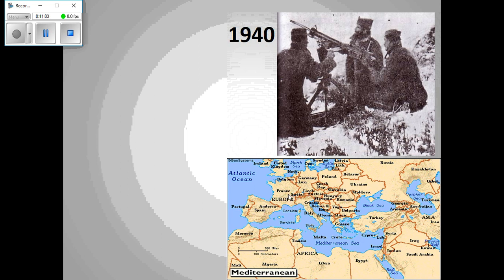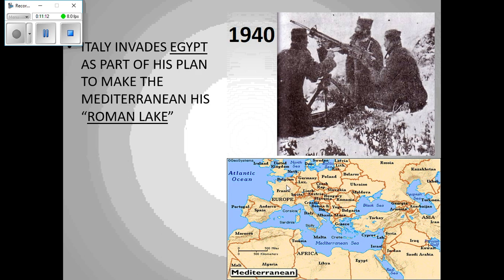Germany went north. They went east to Poland, north, the phony war. Now they're attacking Great Britain, but now it's time to go south. So we're going to talk about what happened in the south.